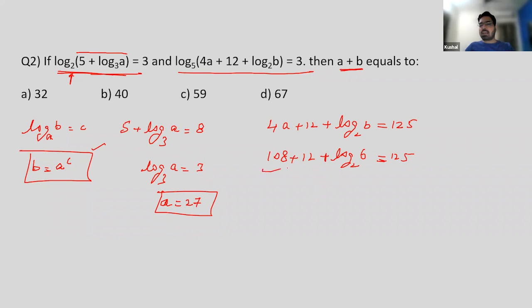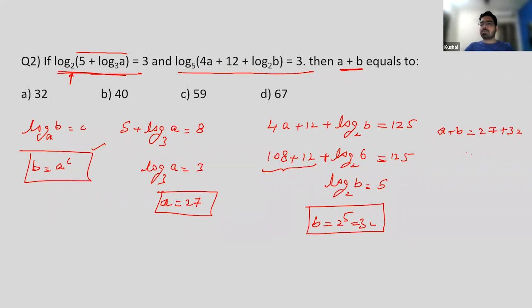That means this value is 120. So log of base 2 of b should be equal to what? 5. That means the value of b should be 2 to the power of 5, which is 32. So what should be the value of a plus b? The value of a plus b will be 27 plus 32. That's going to be 59.